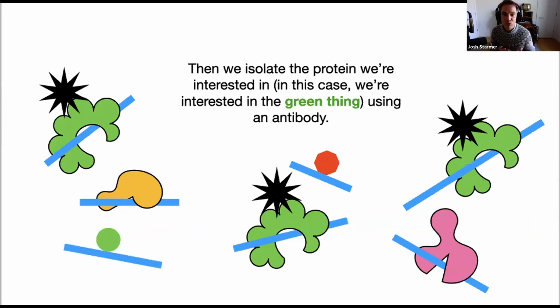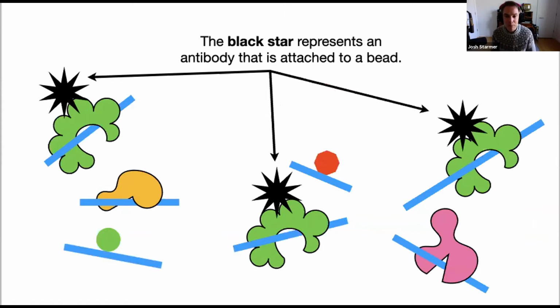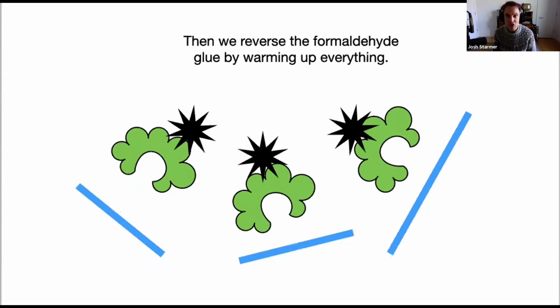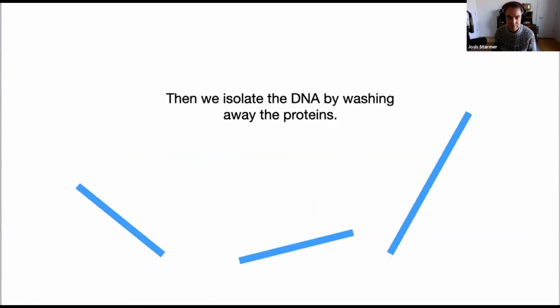Then we isolate the protein we're interested in. In this case, we're interested in the green thing using an antibody. The black star represents an antibody that is attached to a bead. Then we isolate the proteins bound by the antibody and wash everything else away. Then we reverse the formaldehyde glue by warming up everything. Then we isolate the DNA by washing away the proteins.